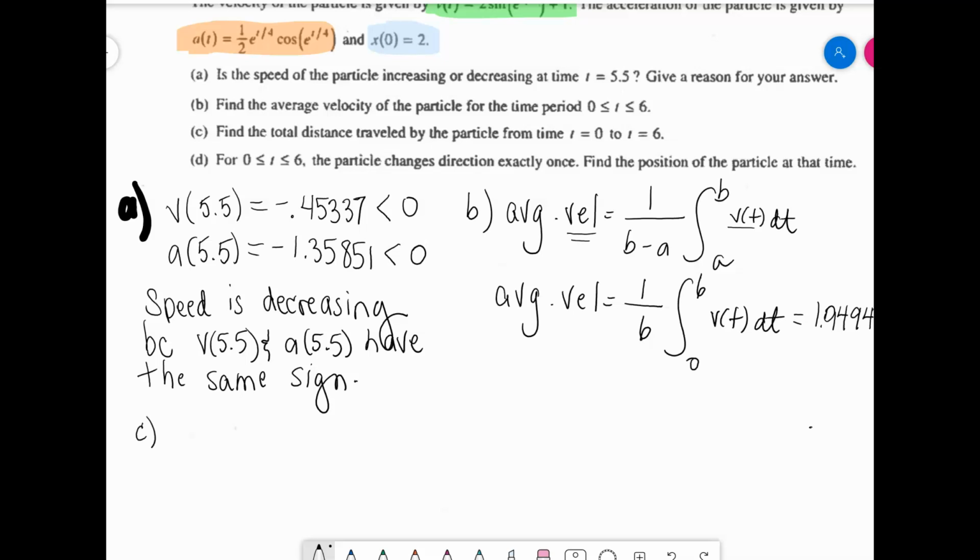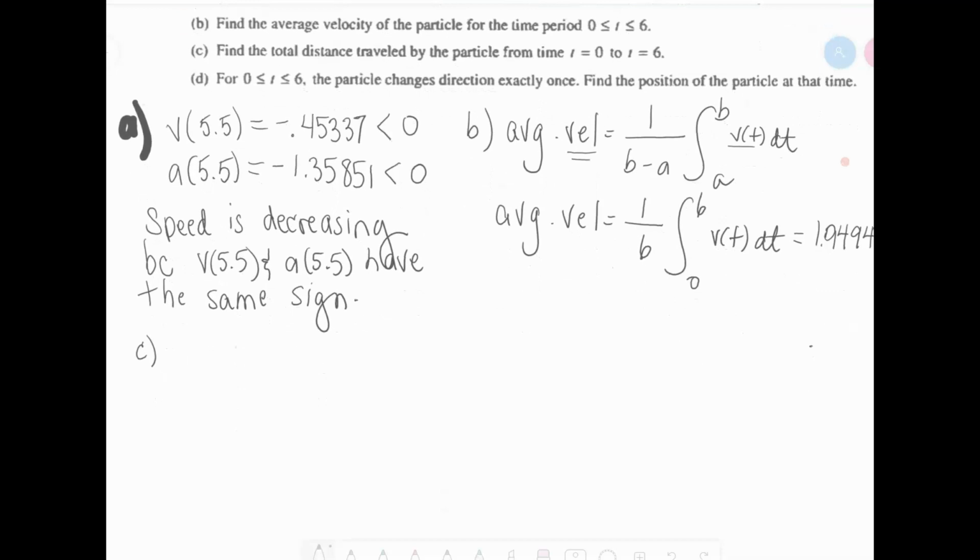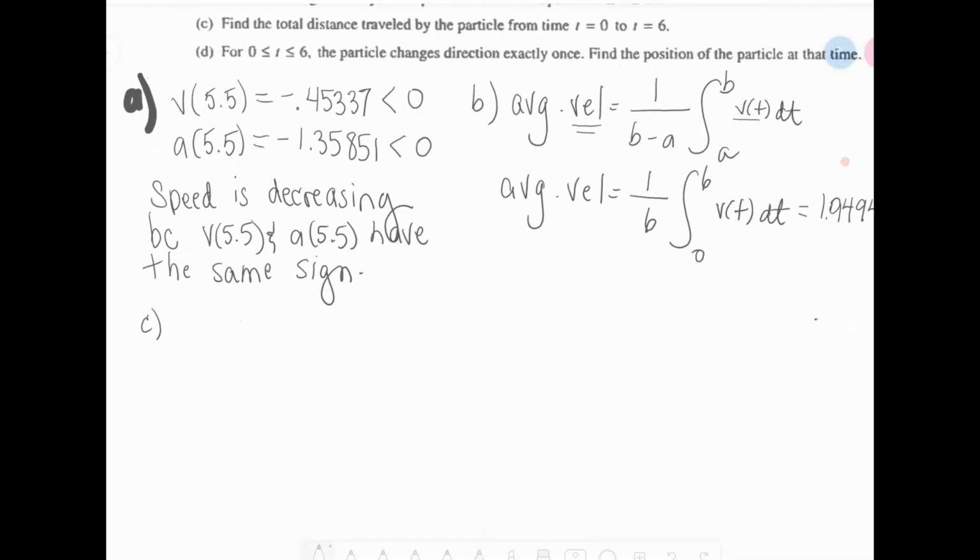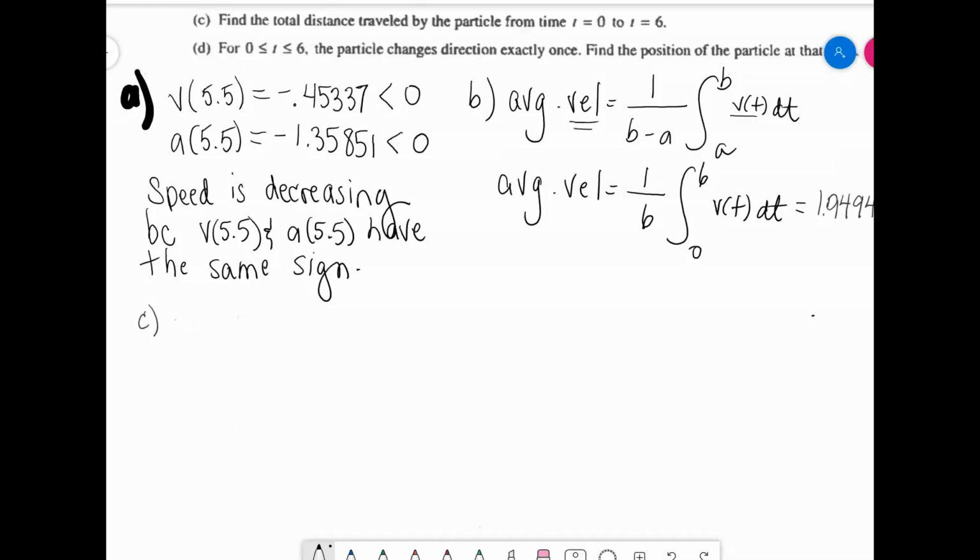All right, part C. Find the total distance. I'm going to scroll this up. So again, total distance, we've done it on the previous problem.